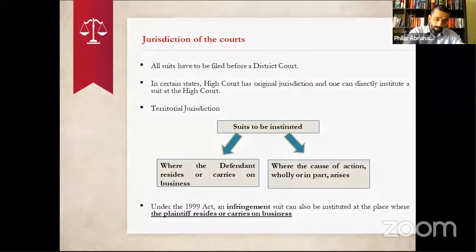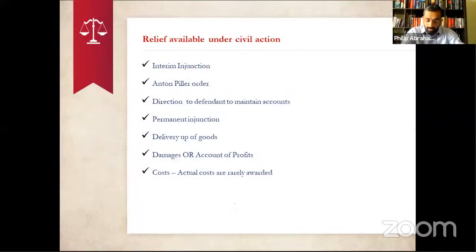What are the reliefs available under civil action? You can ask the court for interim injunction. An Anton Pillar order can be obtained. An Anton Pillar order is an order where a right to search premises and seize evidence without the prior warning can be obtained. Direction to defendant to maintain accounts. Permanent injunction can be granted by court. Delivery up of goods can be granted. Damages or accounts of profits or costs, actual costs are rarely awarded. Now, that brings me to the end of my bit on trademarks.